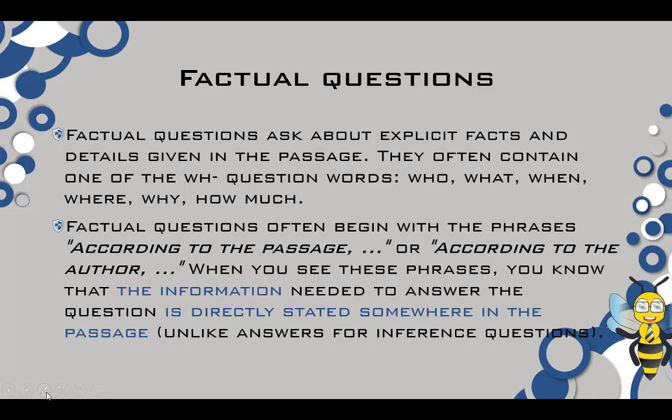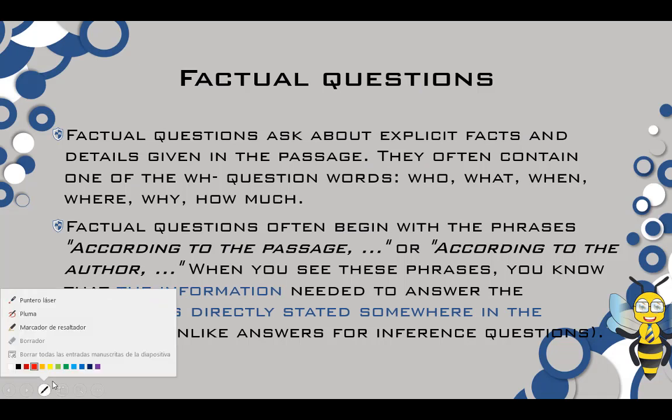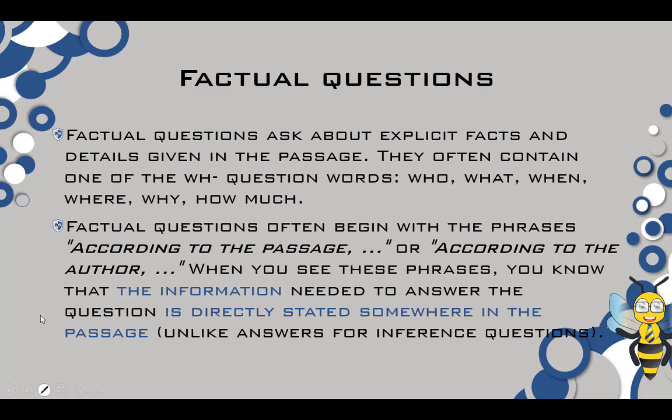Factual questions ask about specific or explicit facts and details given in the passage. They often contain one of the WH question words, for example who, what, when, where, why, or how much. They are information questions, so they are asking you about some information that was already given in the reading. Factual questions often begin with the phrases according to the passage or according to the author. When you see these phrases, you should know that they are asking for information as the answer, and this information is directly stated in the reading.